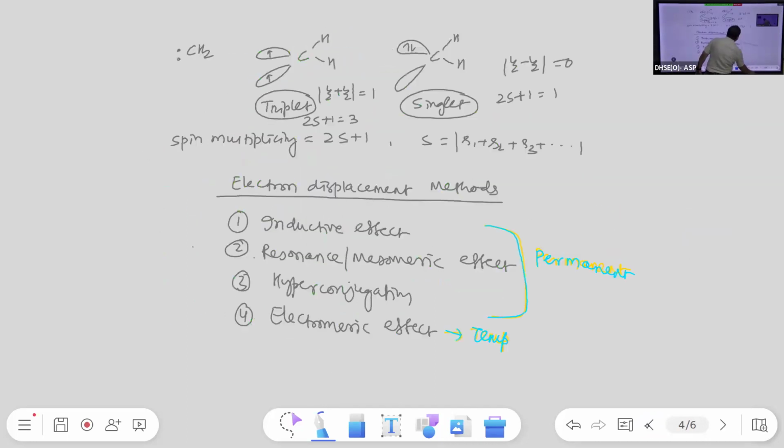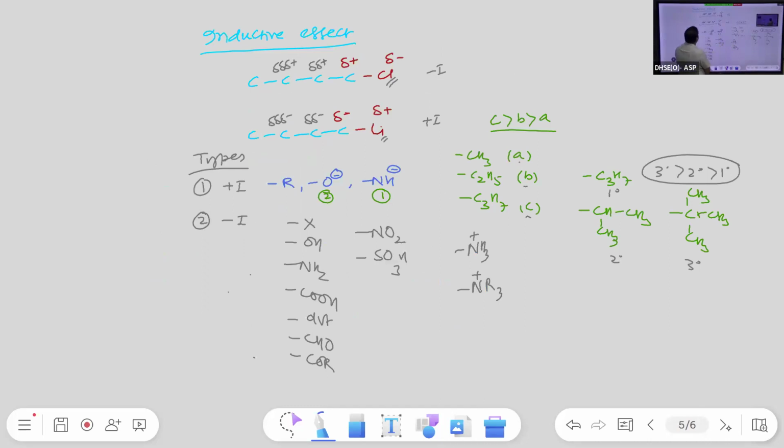Now see, if you move to the previous slide, you can see carbon and chlorine. Before attachment of the chlorine, there was no charge dissimilarity among the carbon atoms. All the carbon atoms had a uniform distribution of electrons.